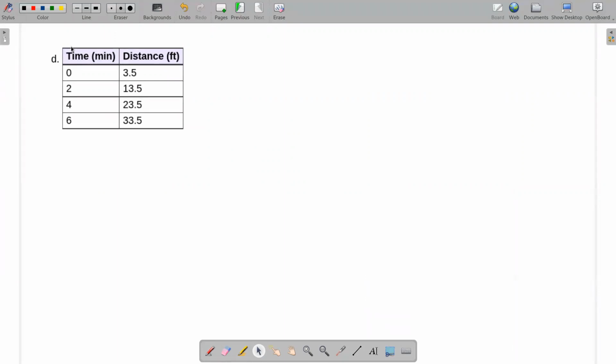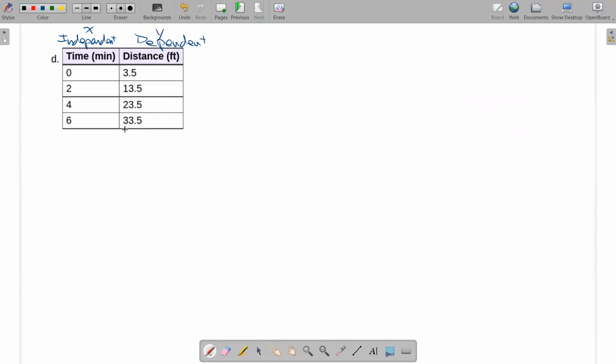So if I move through time, that's my run. And if I move through distance, that's my rise. Tables like this are always going to have the independent variable followed by the dependent variable. That is, these are my X's and these are my Y's. That's the standard way we make the tables. X's go first, Y's go second.